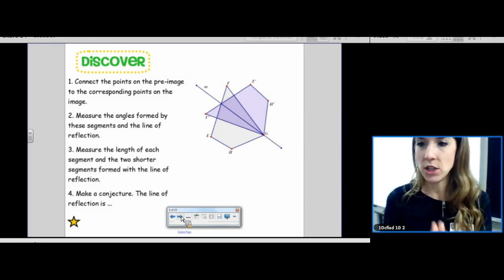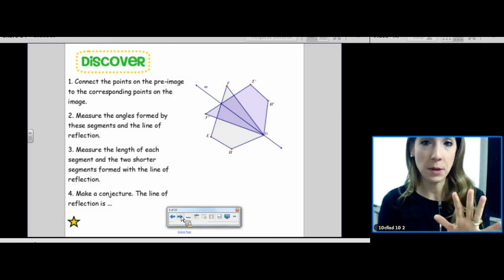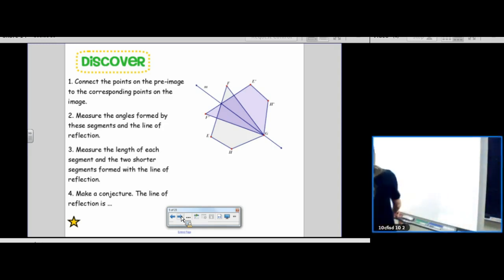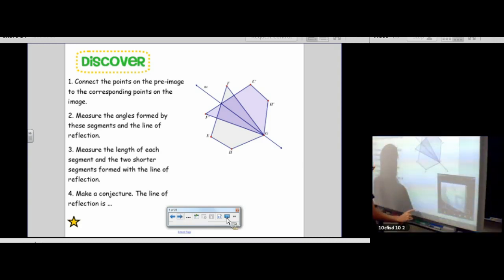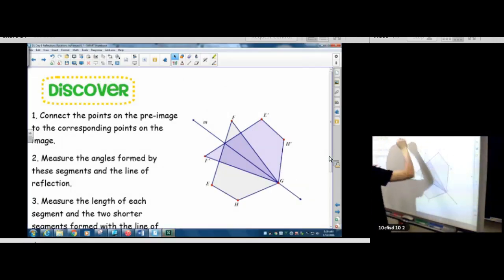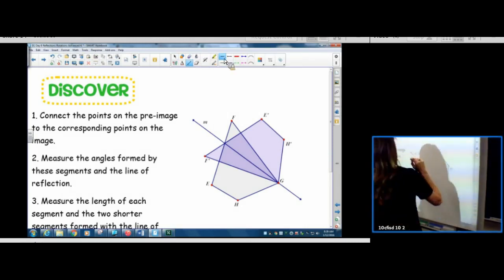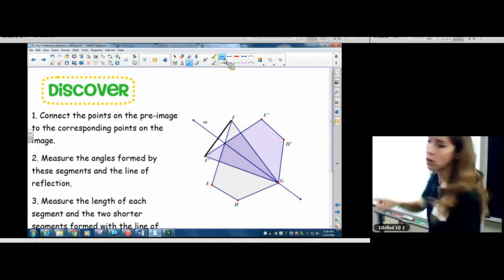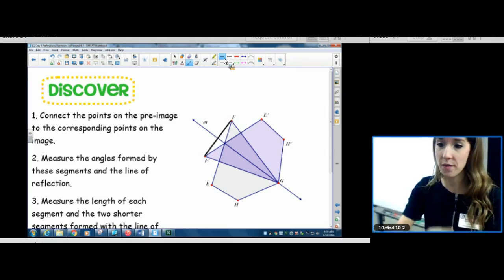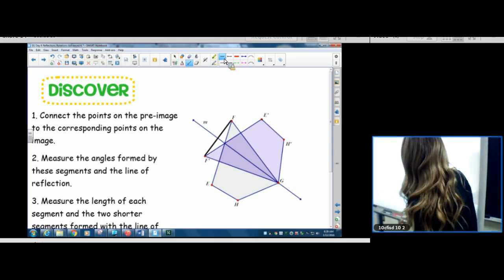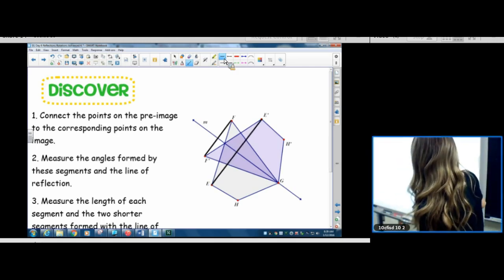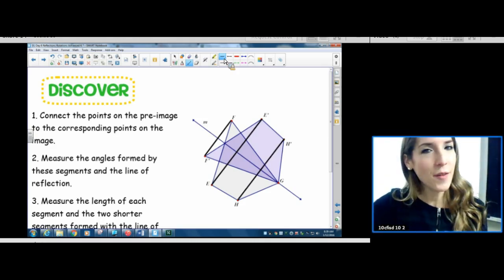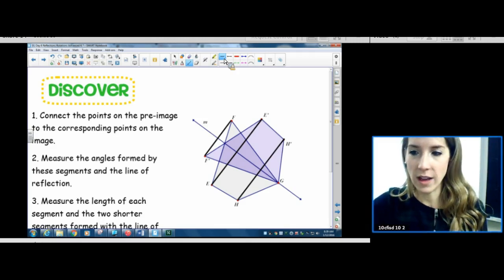So on your notes page, you are going to follow these steps right here, which I hope you've already done because I gave you time. You should be using a ruler, and you should connect. Let me use my segment tool, so mine's straight. You want to always begin by connecting points from the image to the corresponding parts of the preimage. So F connects to F prime, E connects to E prime, and H connects to H prime. If you notice, G lies on the line of reflection, so G and G prime are one and the same.